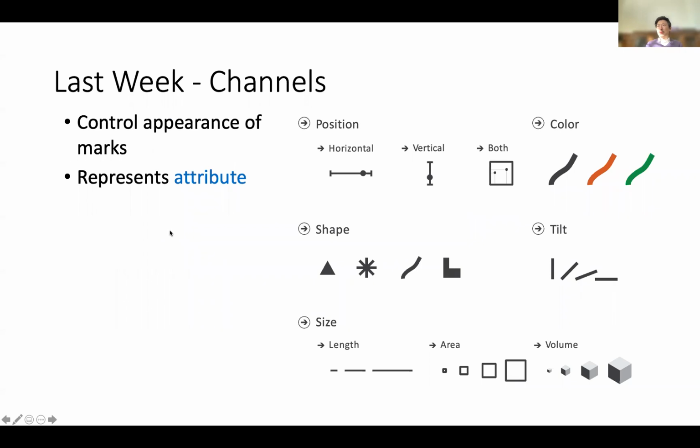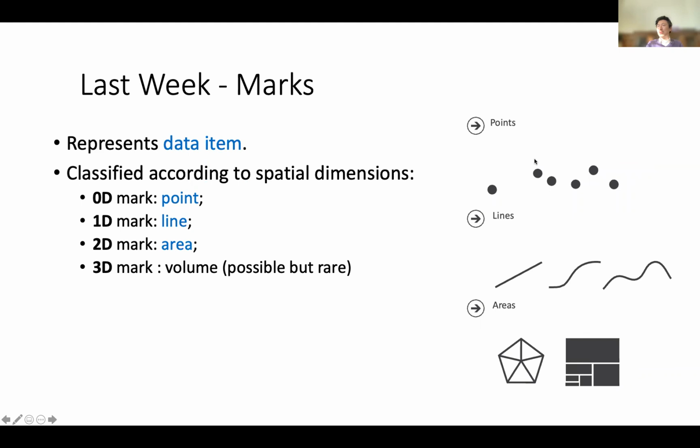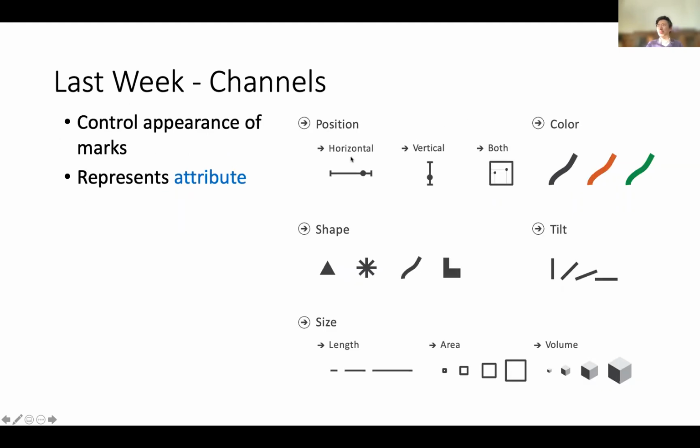Okay, and then we talk about the channels. Channels are the visual attributes of the mark that you can change and use to represent attributes. So you can change the visual of the points to represent attributes. We talk about different possible channels, including position, so where the mark is located in terms of X or Y or both. You can change the color of the mark to represent some attributes from data and use shape. Obviously, this is only possible if you have a 2D mark, and you can't have a shape for a 0D or even 1D mark. You can have the tilt of the line to represent something. And more commonly, you can use length, area, or volume to represent quantitative or numerical values.